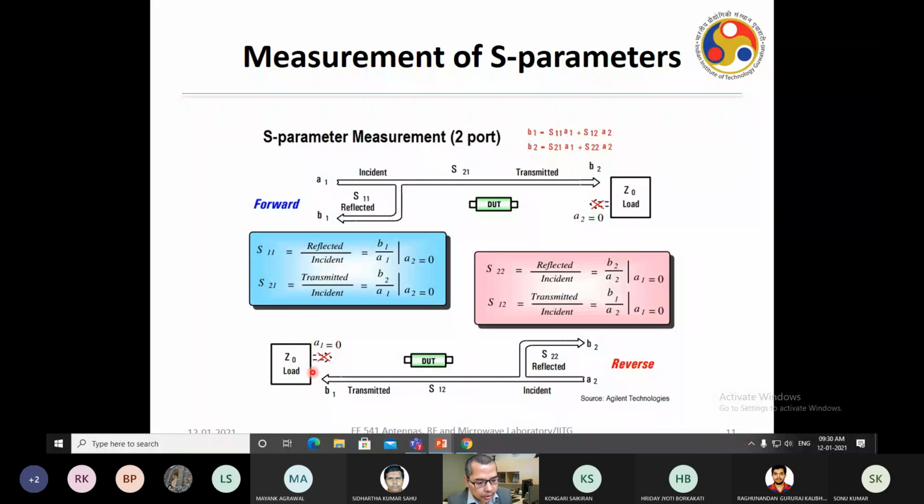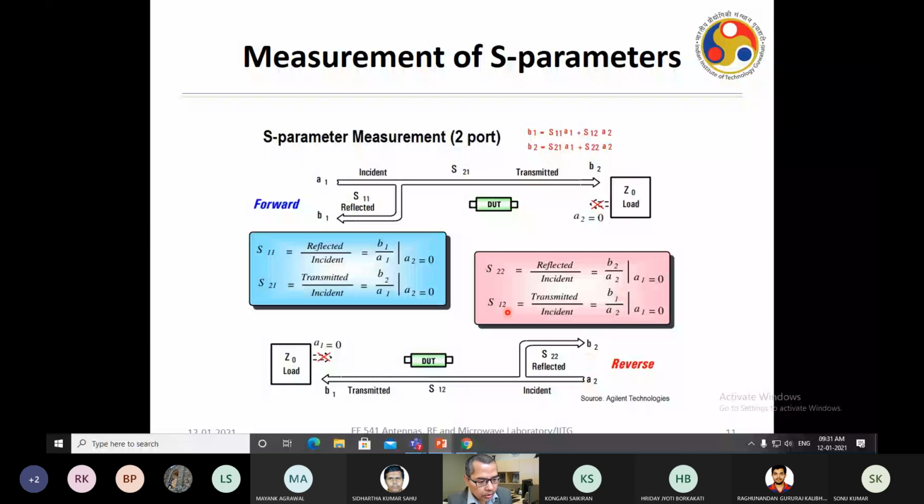So A1 is 0, A1 has been crossed here. Now, if you measure the reflected wave and take the ratio with the incident wave, what you get is S22 when A1 is 0. Similarly, if you want to measure S12, you measure the transmitted wave here, and the ratio of the transmitted wave divided by the incident wave when A1 is 0 is S12.